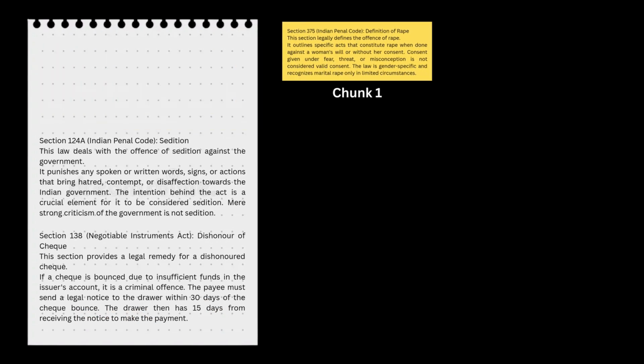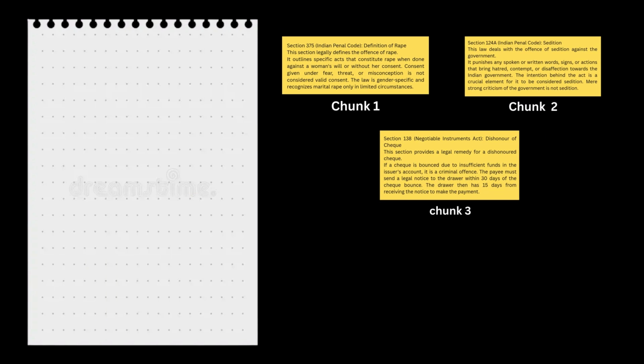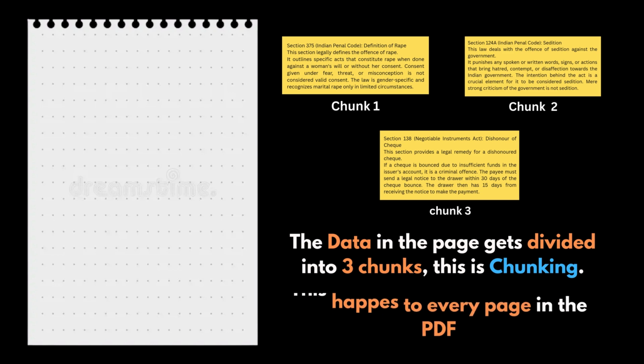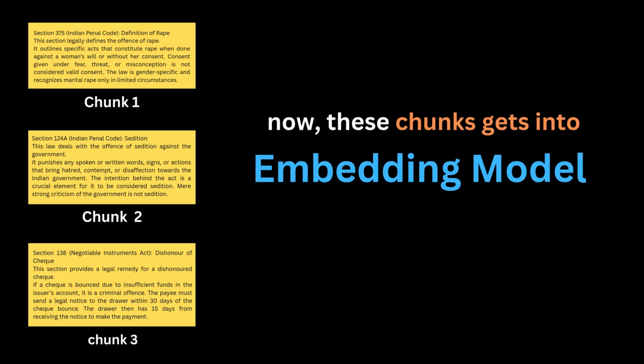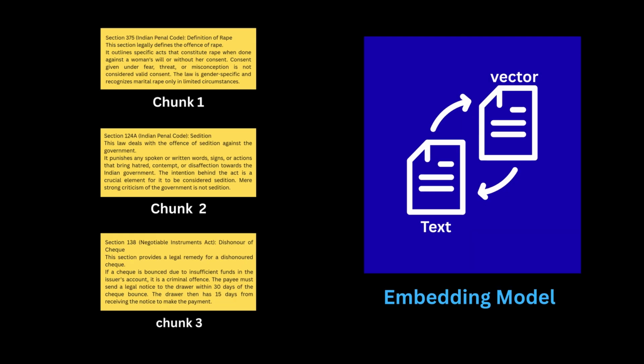Let's see how this looks in action. Suppose the page of our PDF is divided into 3 smaller chunks. That's chunking in practice. Once chunking is done, these chunks are then passed into an embedding model. Now comes the role of the embedding model. An embedding model is used to convert both the knowledge-based documents and user queries into numerical representations, also called vectors, within a shared vector space. In simple terms, it converts text chunks into vectors.